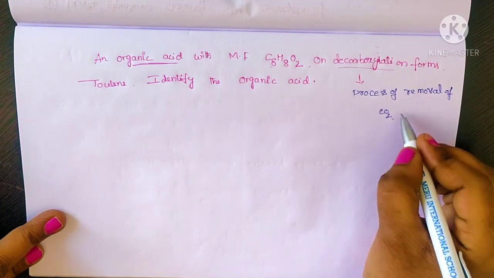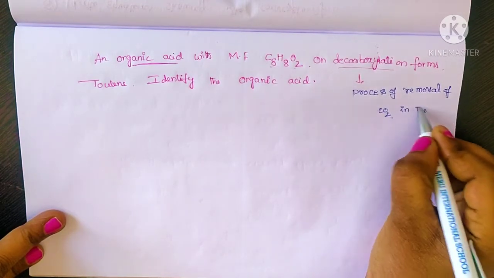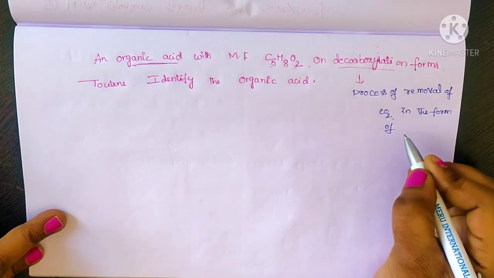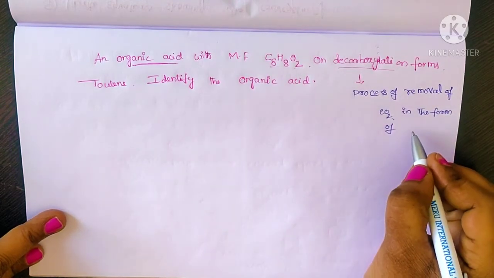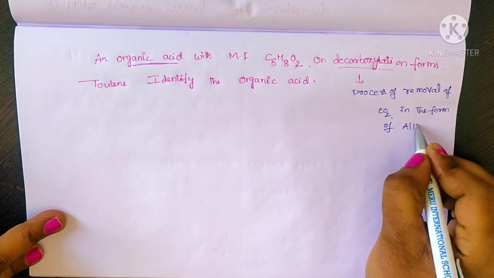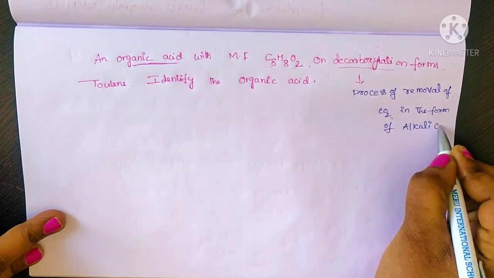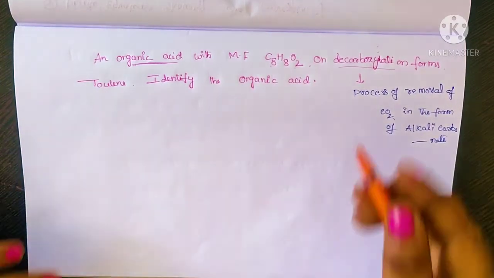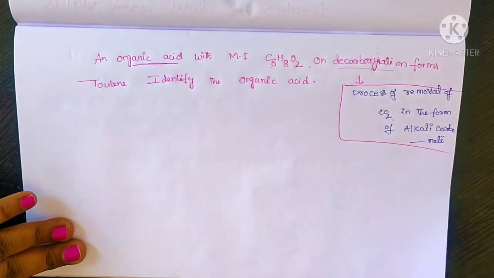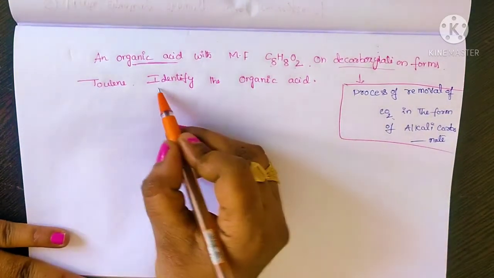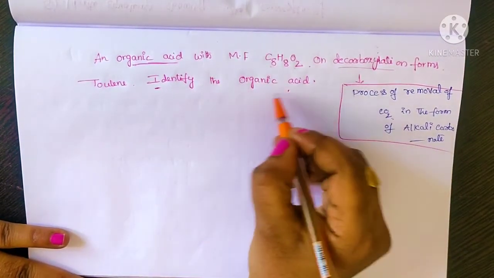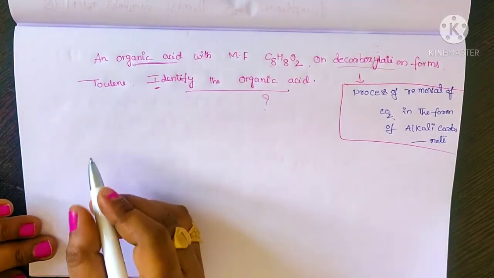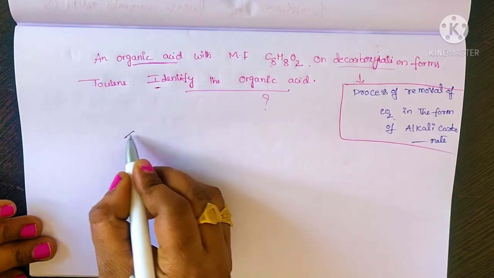Okay students, what is decarboxylation? It is a chemical process, the removal of CO2 in the form of alkali carbonate. That is called the decarboxylation process. In this problem, an organic acid whose molecular formula is C8H8O2, on decarboxylation, forms a toluene molecule. Now we will find out what that organic acid is.